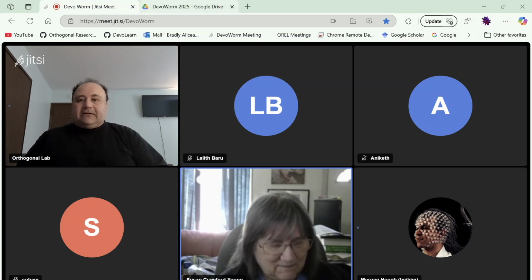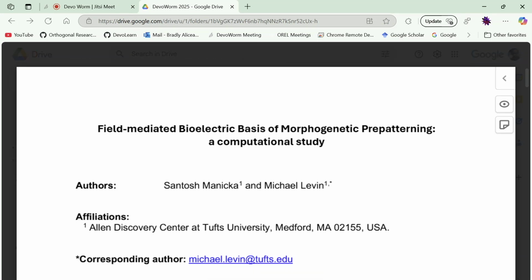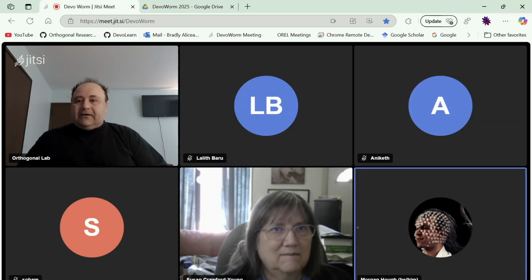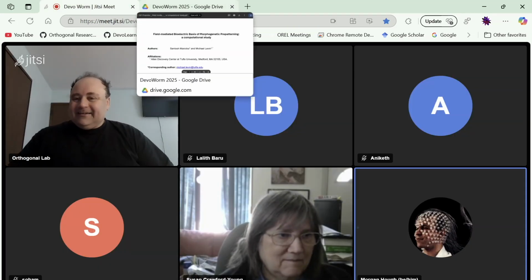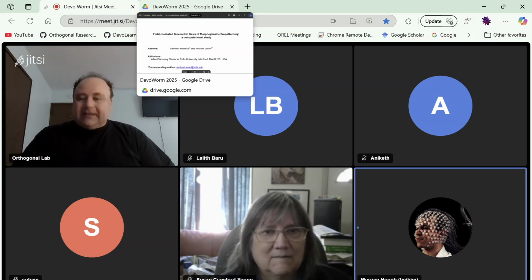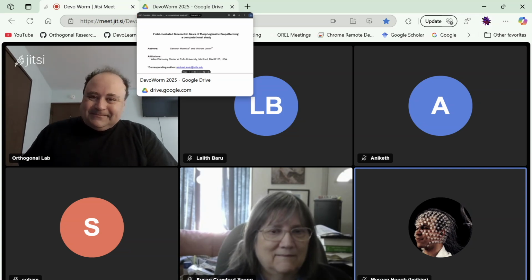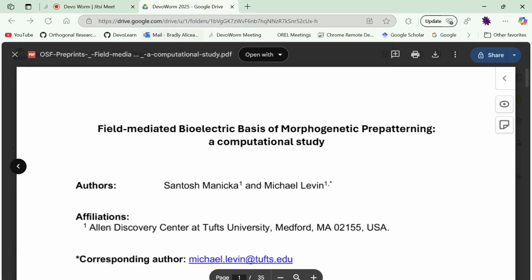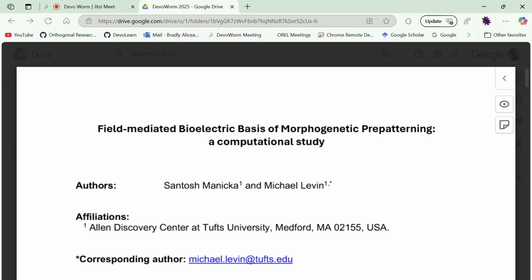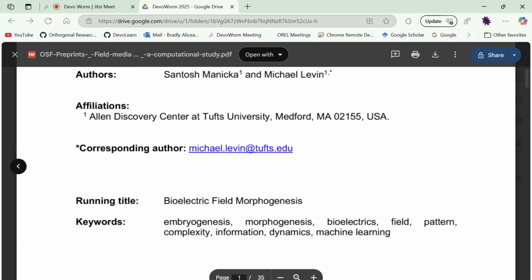So the paper title. There's two of them. I forget which one was the earlier one, which one's the later one. Sorry, I'm in the car, so I would totally look. Oh, so the paper title is Field-mediated Bioelectric Basis of Morphogenetic Prepatterning, a Computational Study. And this is just a new preprint that came out.